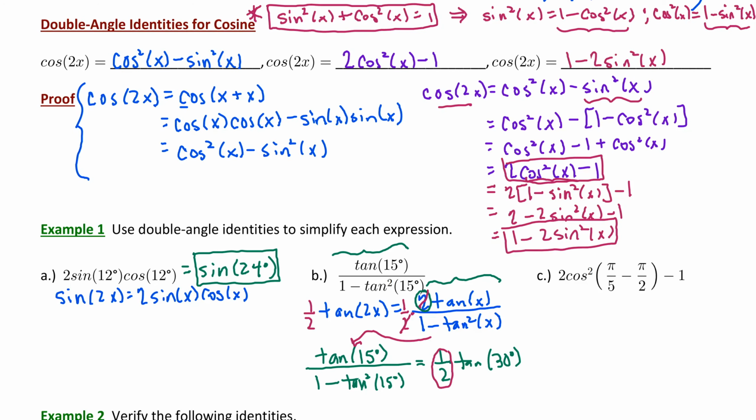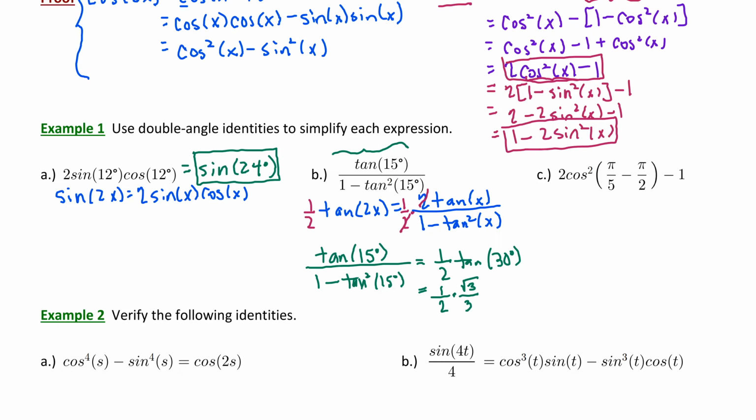So to replace it with something equivalent, we definitely have to include that coefficient 1/2. Unlike the previous example, 30 degrees is a unit circle angle, so we can go ahead and evaluate tangent of 30 degrees. Recall that tangent of 30 degrees is the square root of 3 over 3. Simplifying here, we end up with square root of 3 over 6.